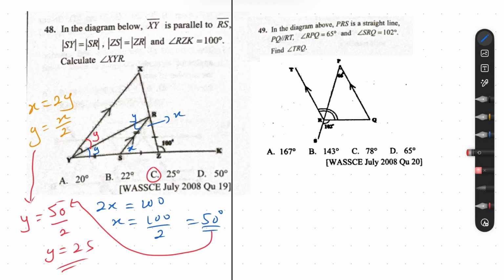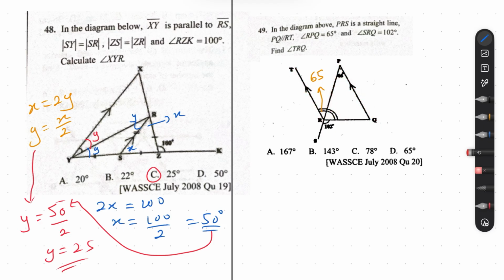We have two straight lines, so that means we can have alternate angles. If you form a Z right here, this angle will be equal to this angle, because they are alternate angles. So this angle is the same as 65 because it is the same as this. We have alternate angles. Now this angle, how do you find this angle?